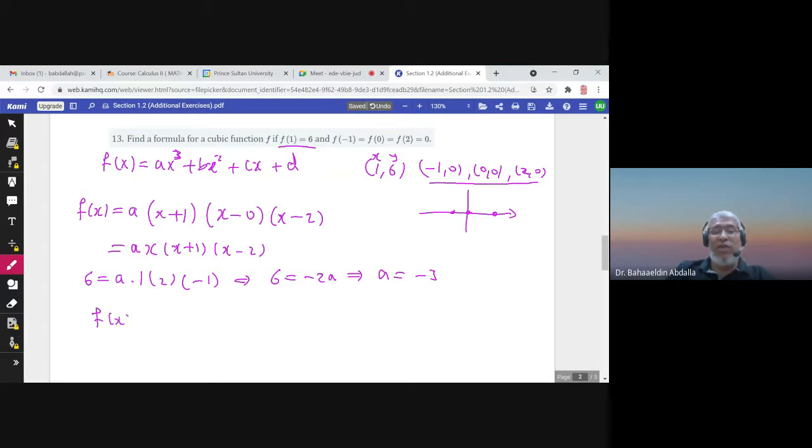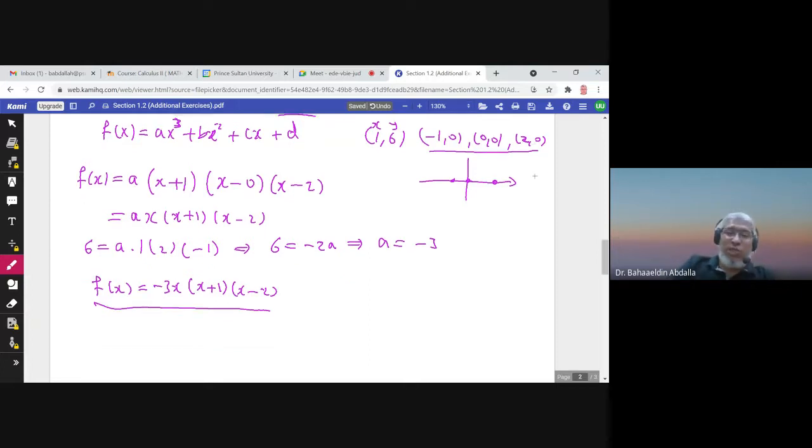So the function is negative 3 times x plus 1 times x. Okay, I will write x first. So it's negative 3x times x plus 1 times x minus 2. That's the cubic function that satisfies all of these. So for example, if you put x0, y would be 0. If you put x2, y would be 0. 2 minus 2 is 0. 0 times anything is 0. Okay, so this function will satisfy the four conditions.